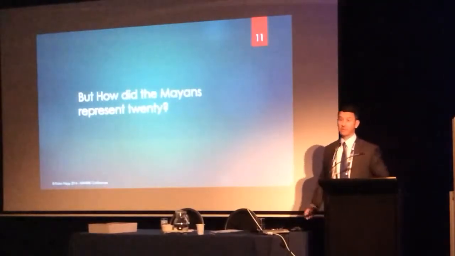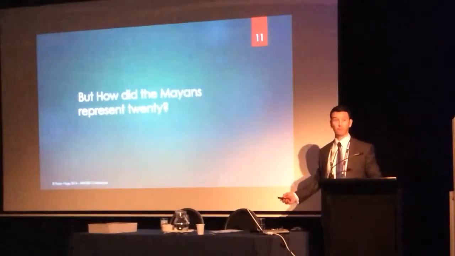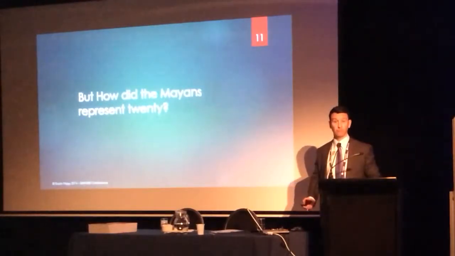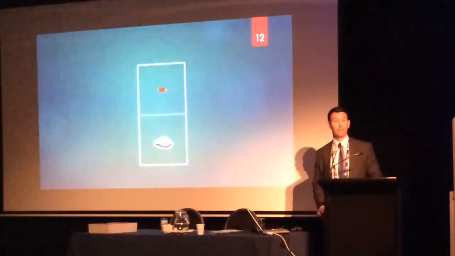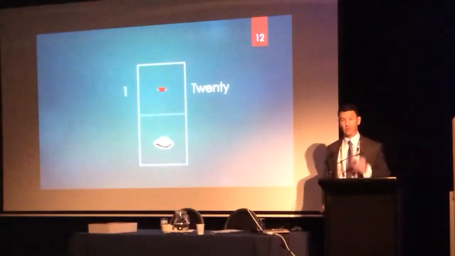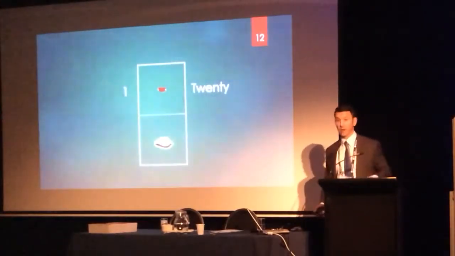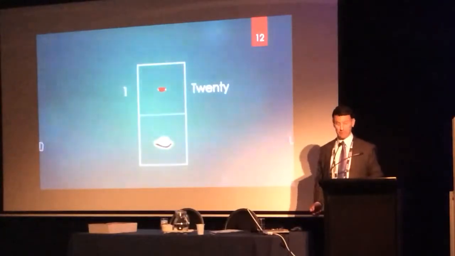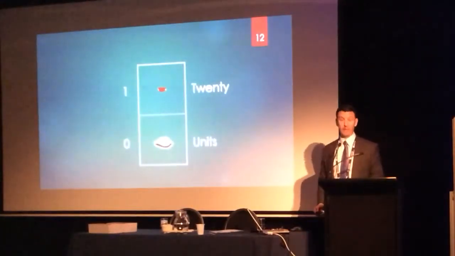So how do they represent 20? Anyone? Like that. Okay, so they had a 1 in the 20s column, but it wasn't a column, it was a row or a box, and they had 0 in the units. And then they started again.